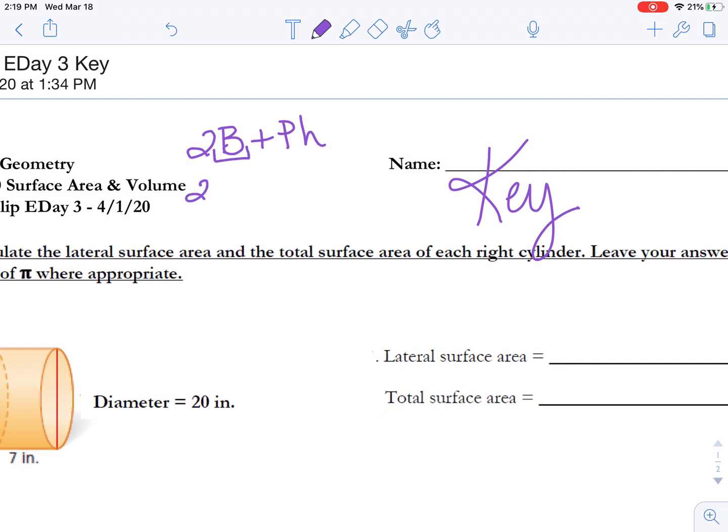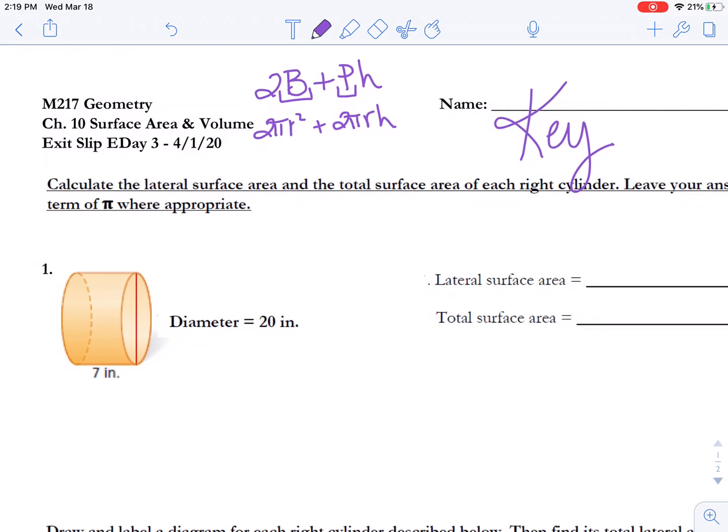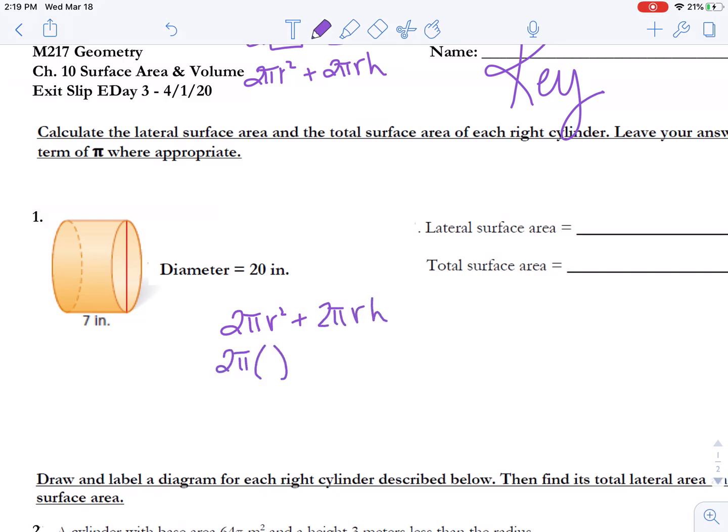So the area of a circle is pi r squared, and the perimeter of a circle is 2 pi r, and then we tack on the h. So same, like I said, same general formula, just a different variation. So if we look at number 1, we want the total surface area, so the 2 pi r squared plus 2 pi rh.